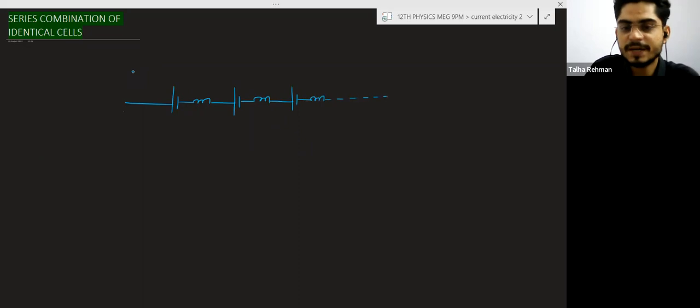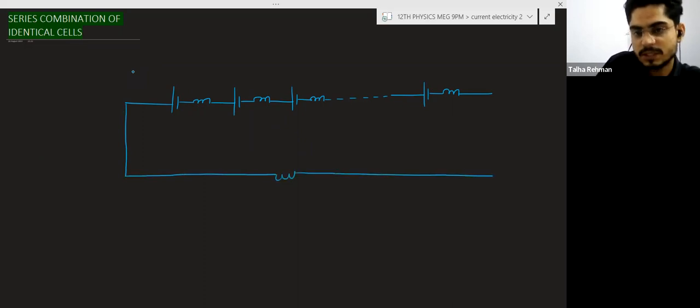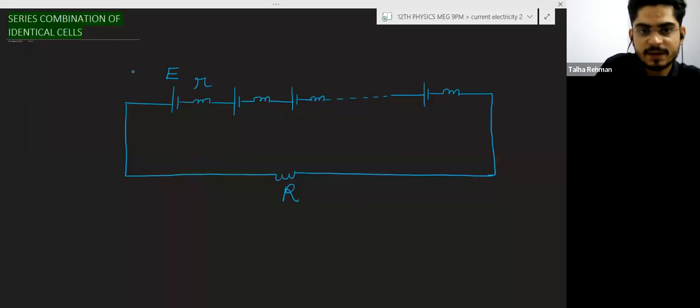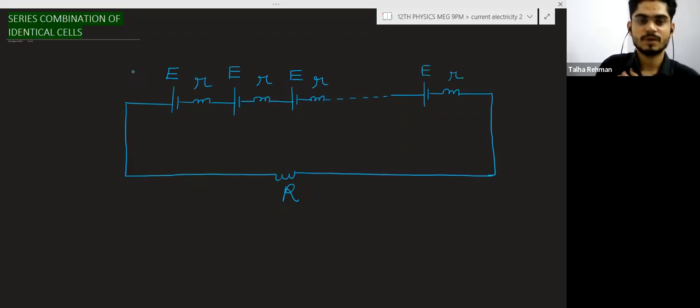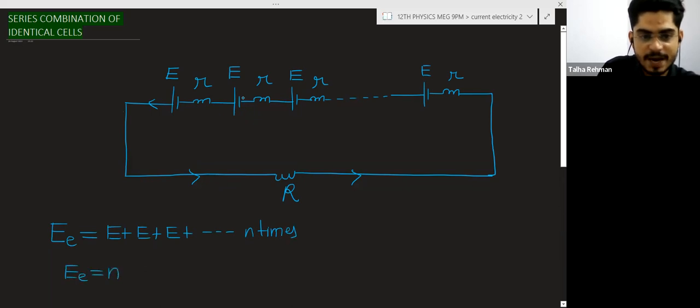So I am connecting n cells in series, small n number of cells in series. This is the external resistance R. All the cells are identical, so they have same EMF and internal resistance. And direction of current is in this direction. Now if you want to calculate the equivalent, then you will add all the EMFs n times. So you will get the equivalent EMF as nE.